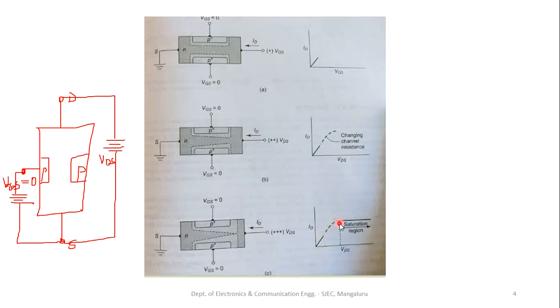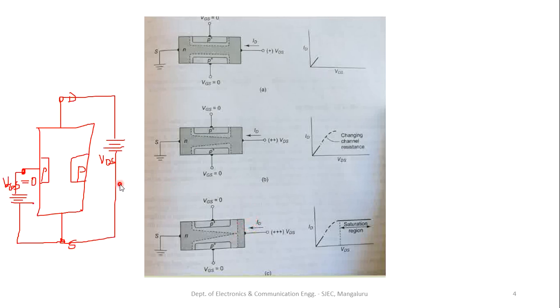So here the current remains constant. There is no decrease in the current as such. The depletion region has completely blocked the flow of current into the channel. The depletion region exhibits very high resistance to the flow of current.